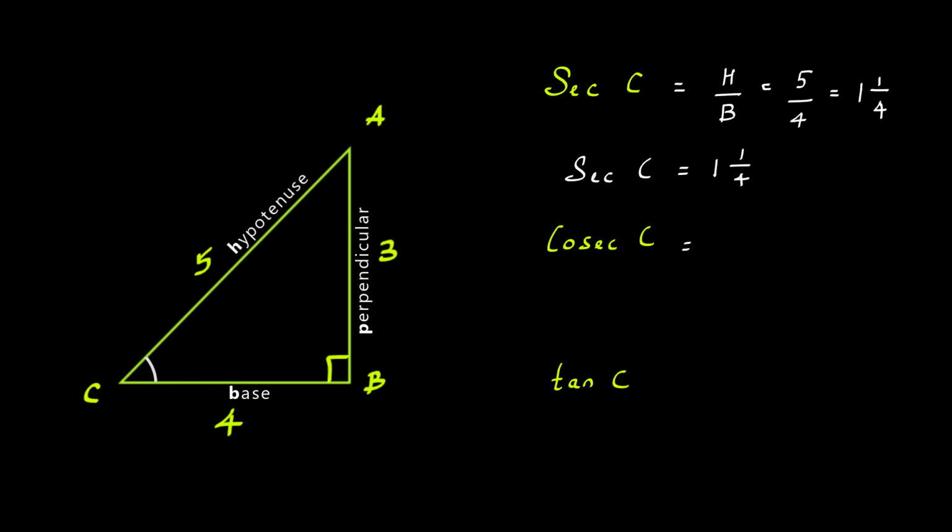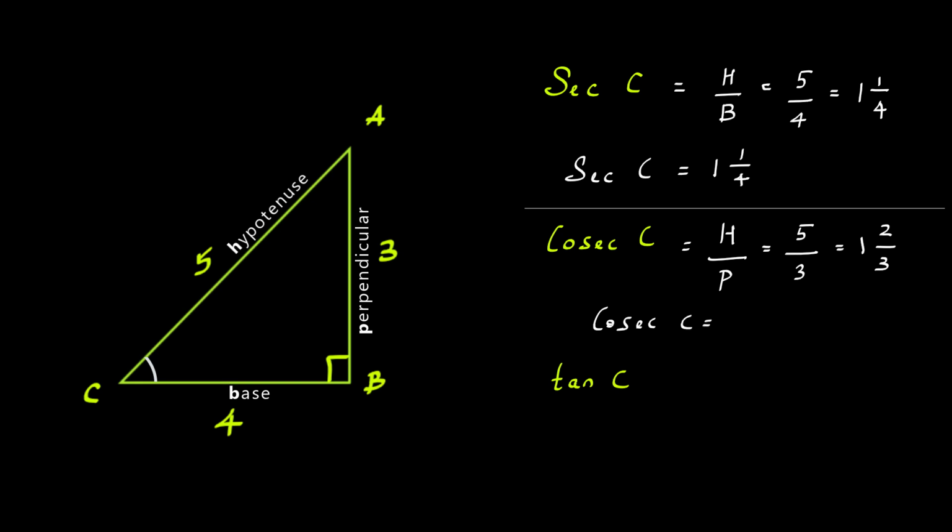Now, cosecant C is the ratio between the hypotenuse and perpendicular. So, substituting the values, we have hypotenuse is equal to 5 and perpendicular is equal to 3. This is an improper fraction. So upon converting to mixed fraction, we get 1 and 2 upon 3. Therefore, cosec C is equal to 1 and 2 upon 3.